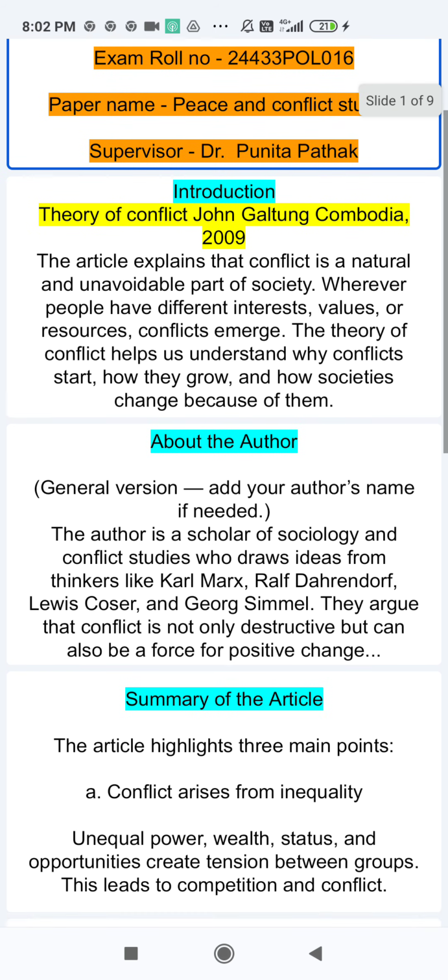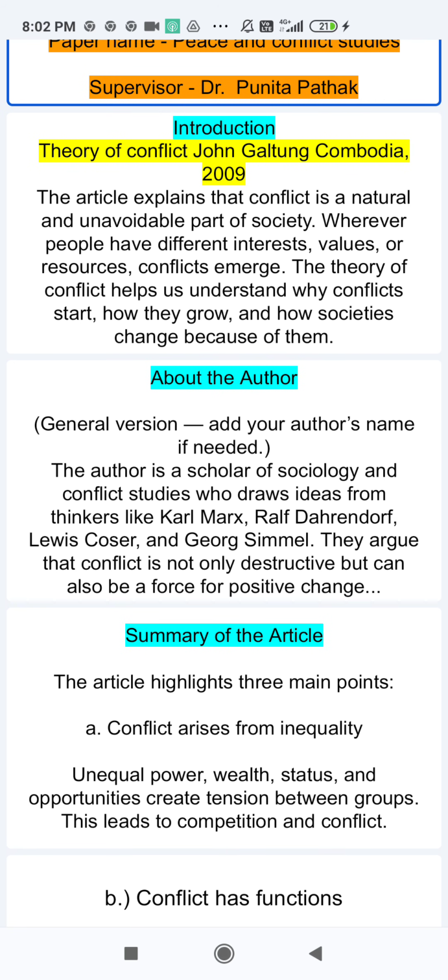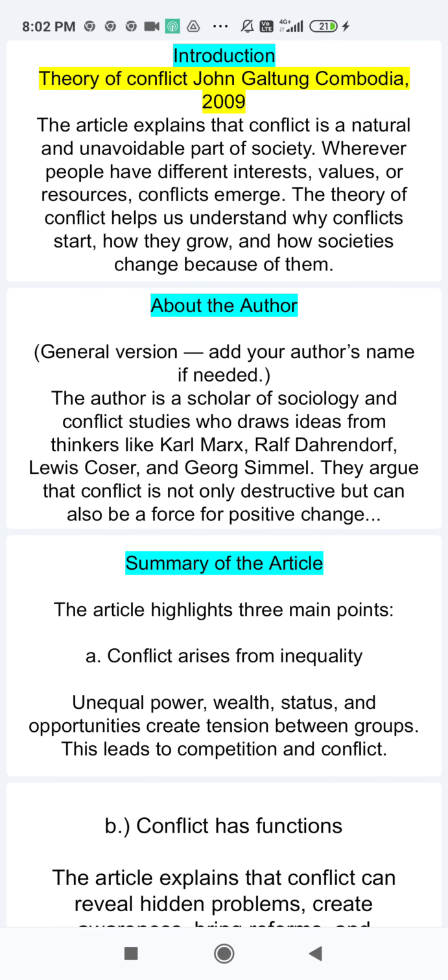Now, about the author. The author is a scholar of sociology and conflict study who draws ideas from thinkers like Karl Marx, Ralf Dahrendorf, Lewis Coser, and Georg Simmel. They argue that conflict is not only destructive but can also be a force for positive change.